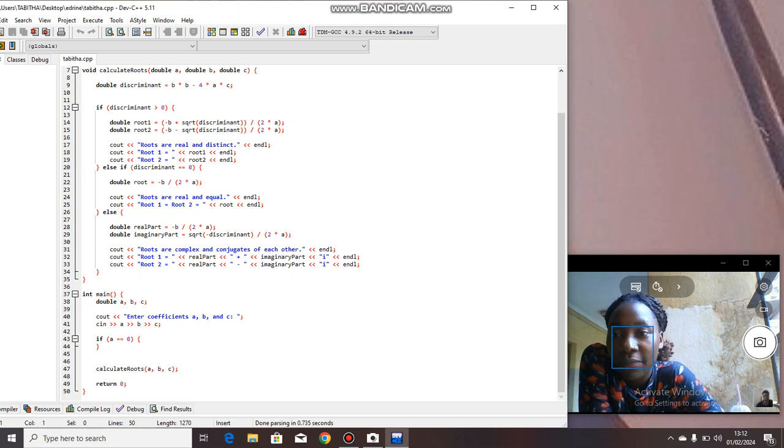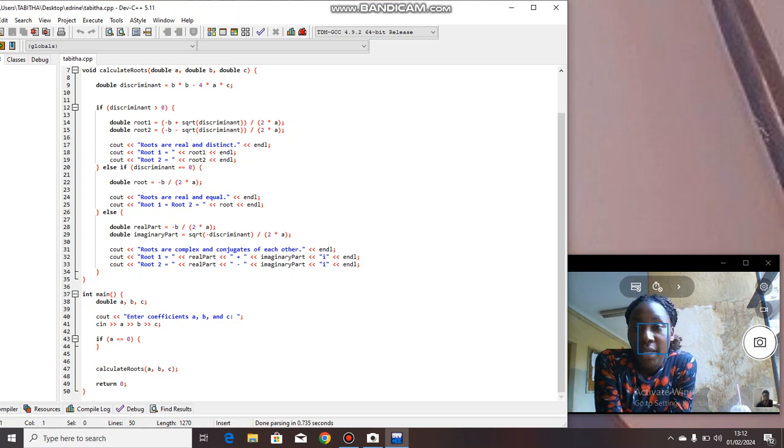Then we shall find elsewhere, when the discriminant is negative, the roots are imaginary. The real part is negative b divided by 2a, and the imaginary part is the square root of the discriminant divided by 2a. When you try that, we find that the roots are complex and conjugates of each other. The first root might be a complex number, and the other its conjugate. When you keep trying, you find that these values keep varying depending on the input coefficients you put.